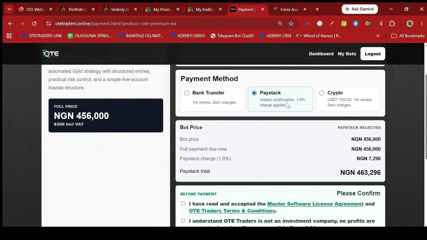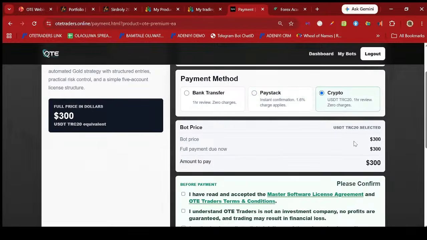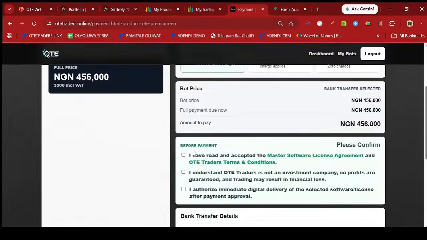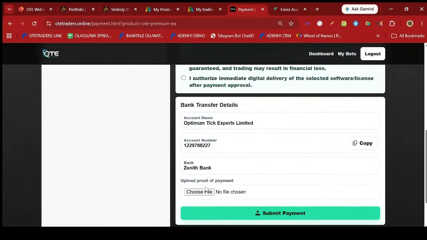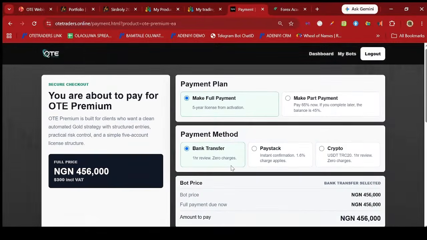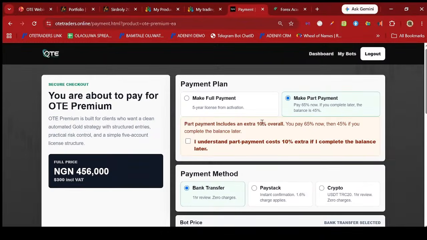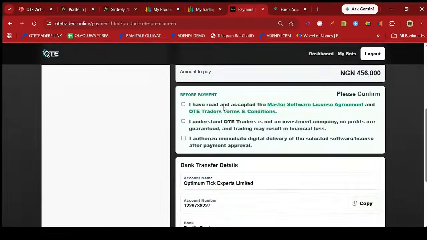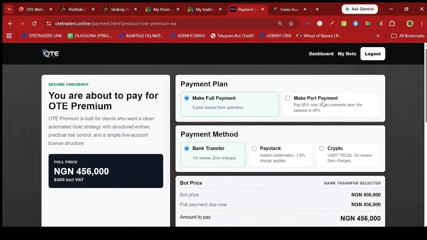So Paystack, this is the price. Paystack will take some charges. Crypto, you just pay the exact amount in crypto. Bank, it's zero charges. So these are bank accounts. You upload your proof of payment, and it will be approved for you. If you want to make part payment, because you are paying part payment, there are some additional charges. You click it. Part payment attracts 10% overall. So if you have the money to do full payment, you can just make full payment. If you are paying with Paystack, it's going to generate the account. So this is how to make the payment.